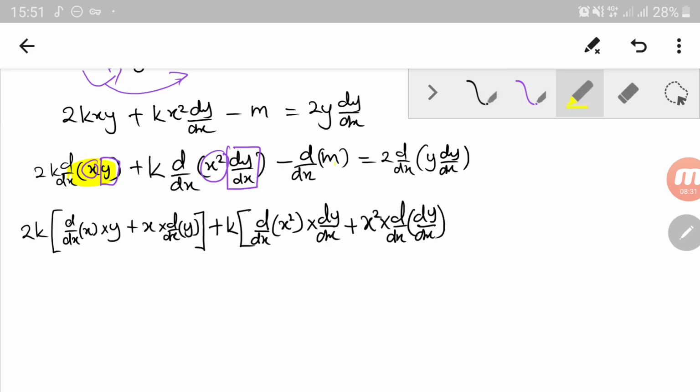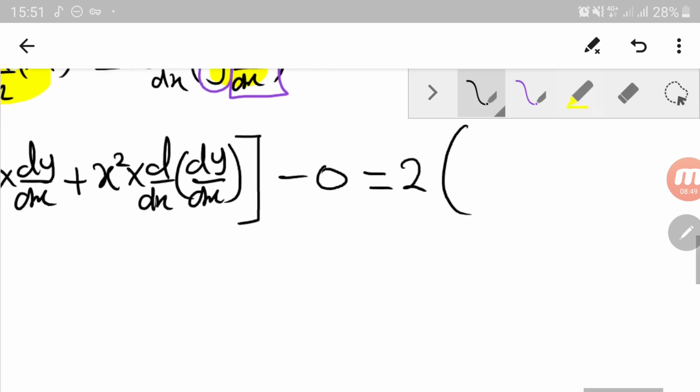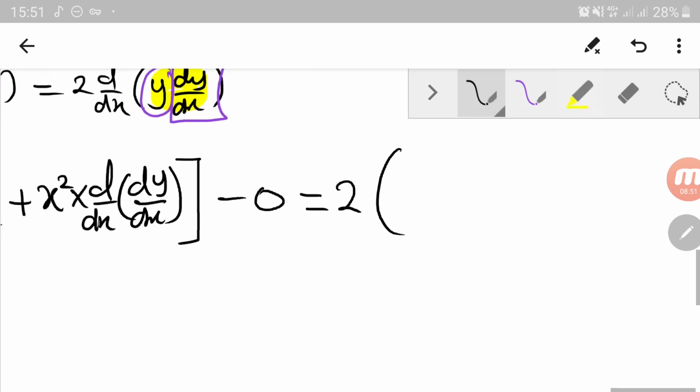Now how about this one? Forgot to close. Now how about this one? m is a constant, so minus 0 equals this one. Also we need to use product rule. Okay, so too long. Tak apa, I do it over here.